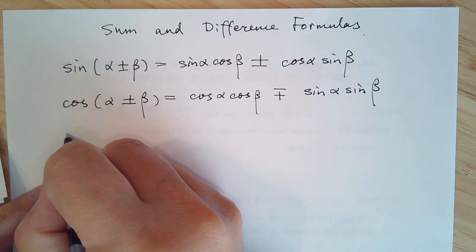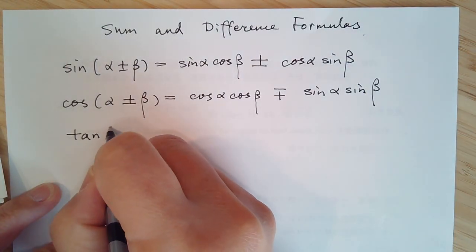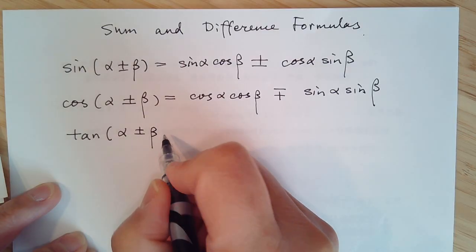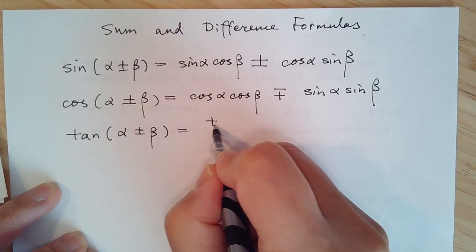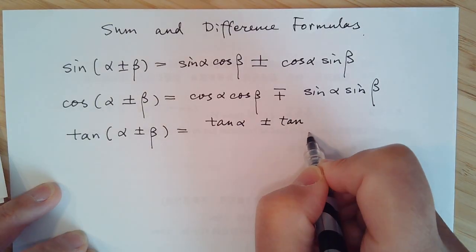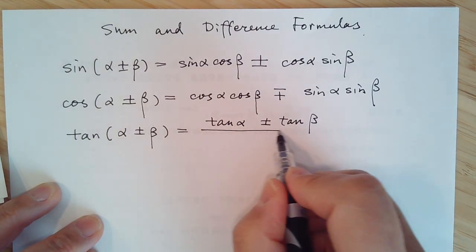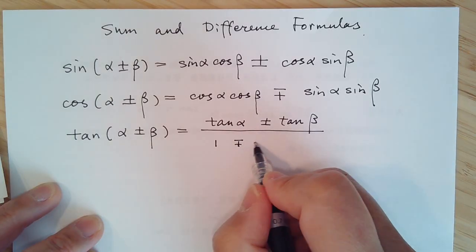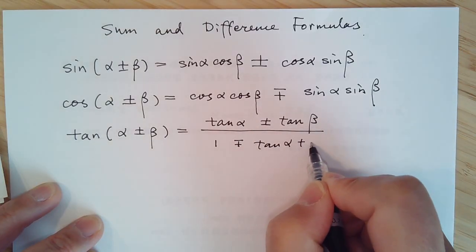All right, and then the last set is tangent of alpha plus or minus beta. The top will be tangent alpha plus or minus tangent beta, over the denominator, which is 1 minus or plus, just the opposite, tangent alpha tangent beta.